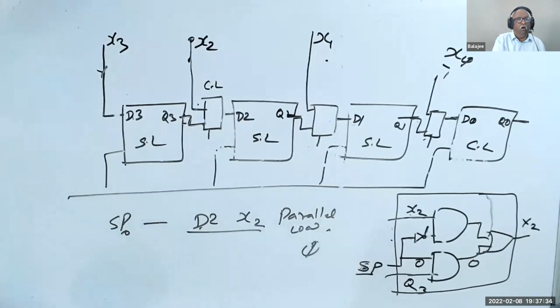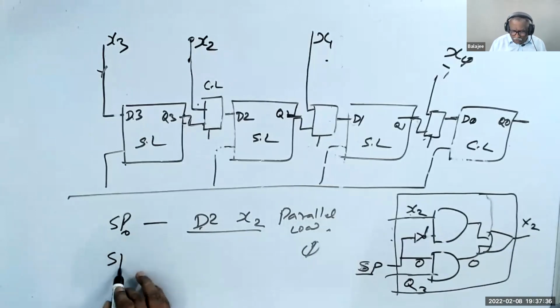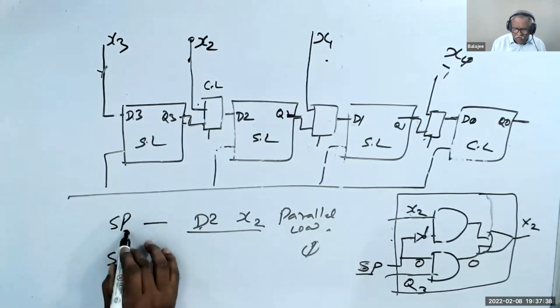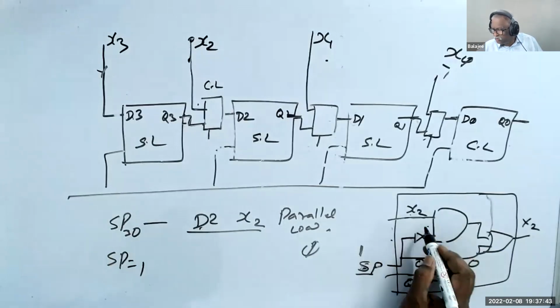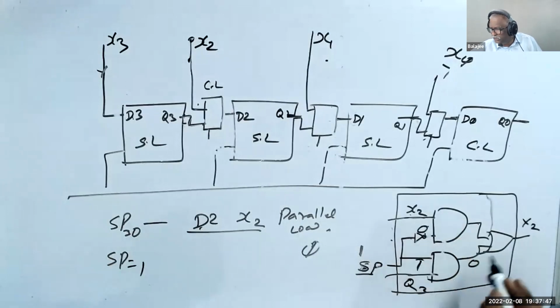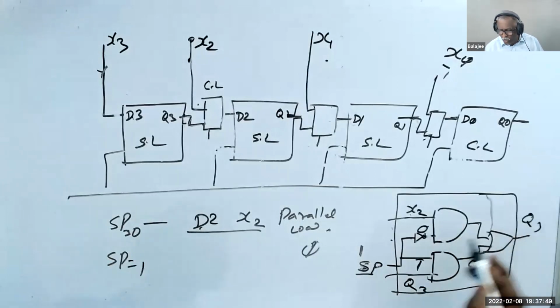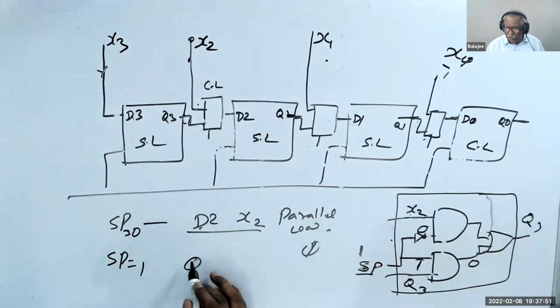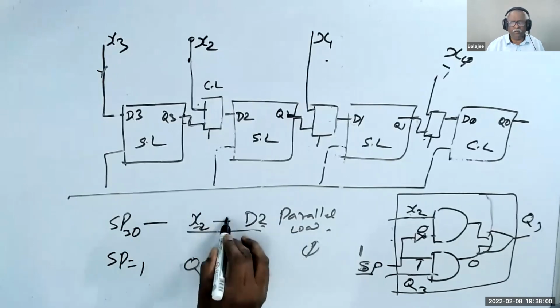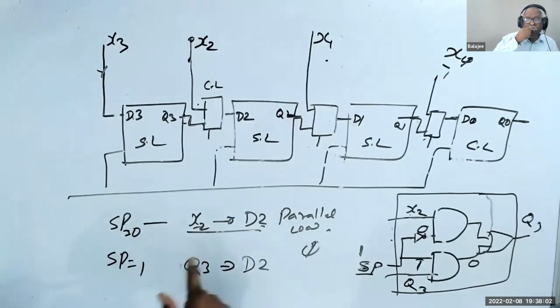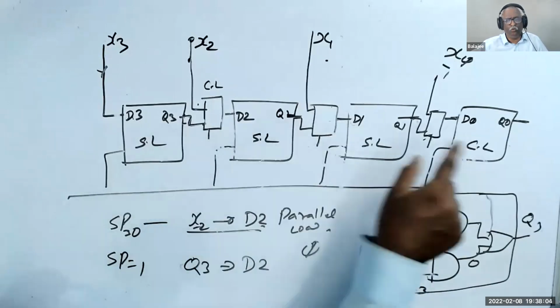Now, when SP is equal to 1, this becomes 0, but this becomes 1. So the Q3 goes here. Now D2 becomes Q3. That means I can make this circuit function like a loading or a shifting.